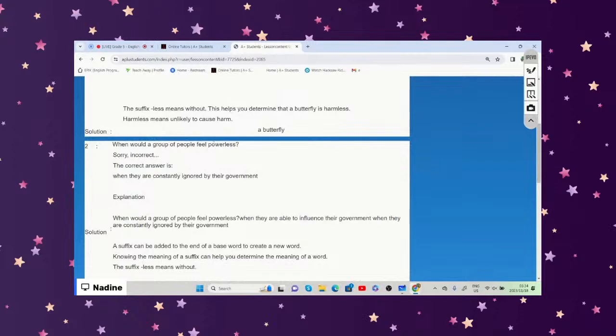When would a group of people feel powerless? Is it when they are in the government or when they are ignored by the government? So if you're in the government, are you powerless or powerful? So people in the government are powerful, right? However, people who are constantly ignored by the government are powerless, right?